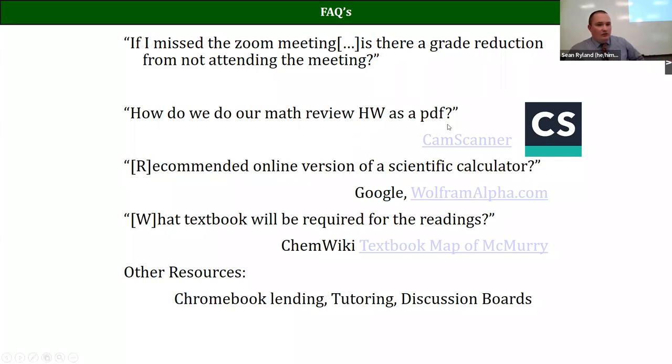If you need help saving something as a PDF, this is the program that I use. There's a lot of different versions of smartphone apps that basically use your phone camera as a scanner, and allow you to save it as a PDF. If you have a scanner at home, you can use that. Whatever technology you have access to, we can find a way to help you get everything saved as a PDF, because that's the industry standard in every industry.